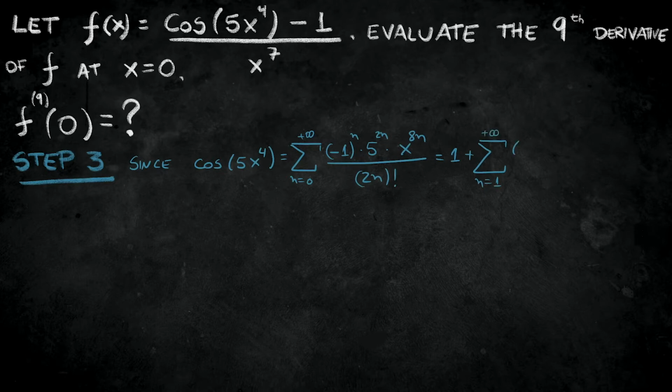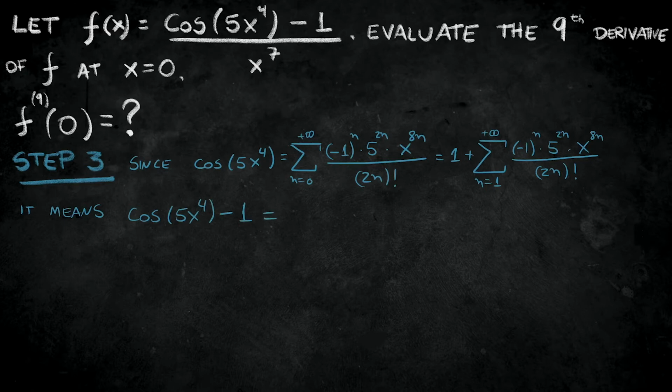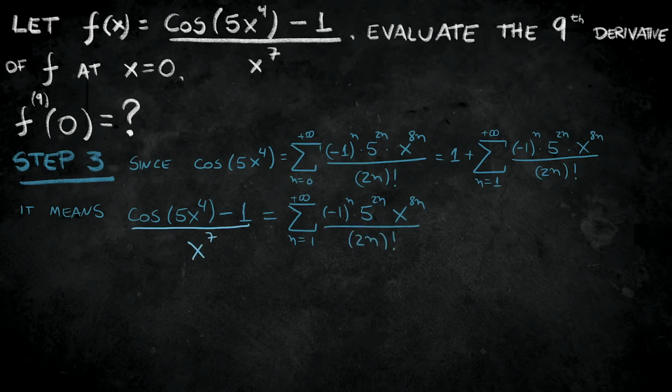It means cosine of 5x to the fourth minus 1 is going to be equal to the series from n equals 1 to positive infinity of minus 1 to the n, 5 to the 2n, x to the 8n over 2n factorial. Basically that's the reason I took the number 1 out, because I knew it would be cancelled with this minus 1. Now divide both sides of my equation by x to the power 7.